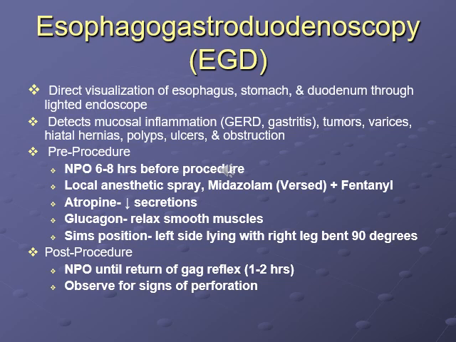They will use a local anesthetic spray to the back of the throat. In addition, they may use atropine, which is an anticholinergic medication that will decrease secretions, which is helpful. Glucagon may help relax the smooth muscles to pass the scope better. So there are some options as to what they're going to use for medications before the procedure starts. Sims position is the same, that left side lying with the right leg bent.